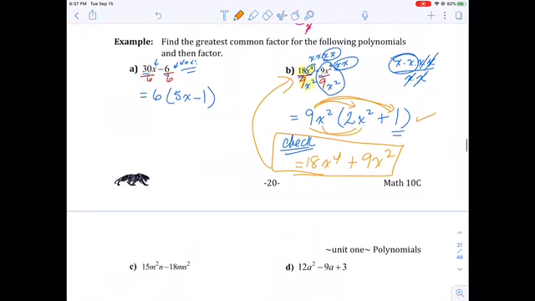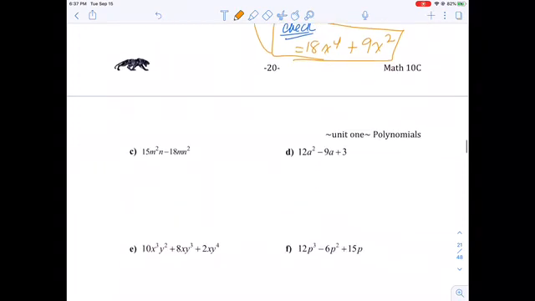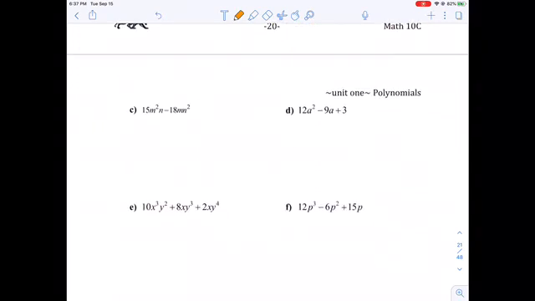Okay, let's do the next one. 15m squared n, 18mn squared. GCF there numerically is a 3. 3 is the biggest number that goes into 15 and 18. And then I've got a common m and a common n. I'm going to literally write that down here.